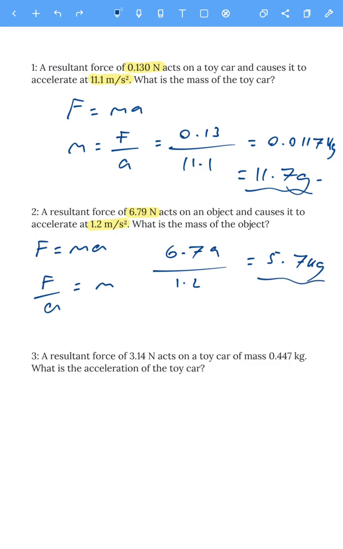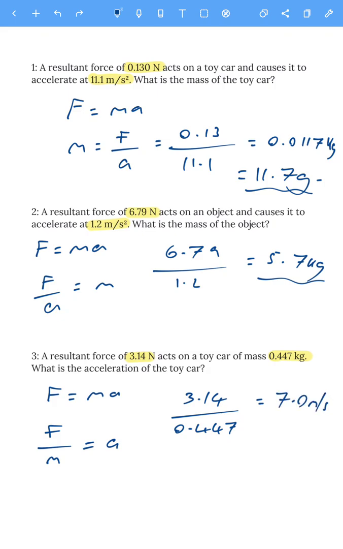If you find these quite easy, the questions that are coming up afterwards are much more challenging. Anyway, this one if you want to check. A resultant force of 3.14 newtons acts on a toy car of mass 0.447 kilograms. And this time we need to rearrange to find the acceleration. So we need to get acceleration on its own, make it the subject. So we need to get rid of a times mass. To do that, we need to divide on the other side. That'll give us the acceleration. So force is 3.14 divided by the mass 0.447, which will give you an acceleration of 7.0 meters per second squared. Okay, let's do some more challenging ones.